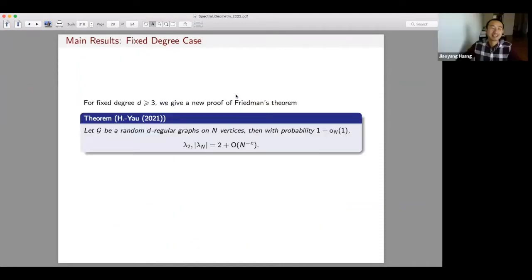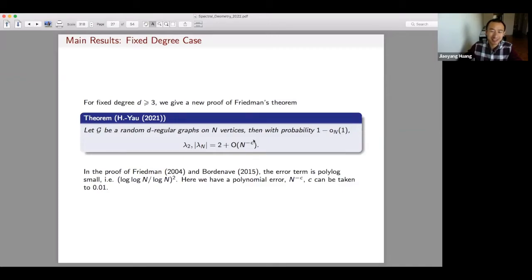Okay, thanks. Yes, back to this fixed degree D, we can only show that the second largest eigenvalue and smallest eigenvalue concentrate around 2 with some error, like n to the minus c, where c is some small number. In the proof by Friedman and Bordenave, they compute the high moment of the adjacency matrix, the matrix A to some power k, where k is of order log n. The error in their proof is given by something like (log log n over log n) squared. So we can improve this error to something polynomial, n to the minus c, improving the log error to a polynomial error.